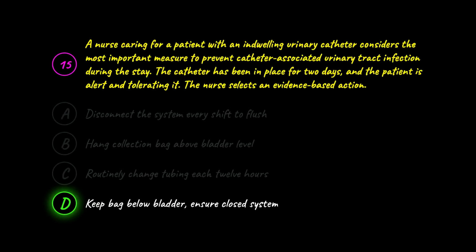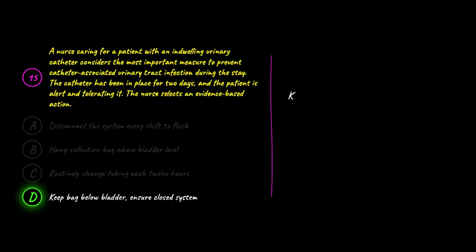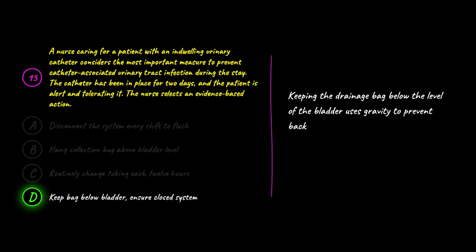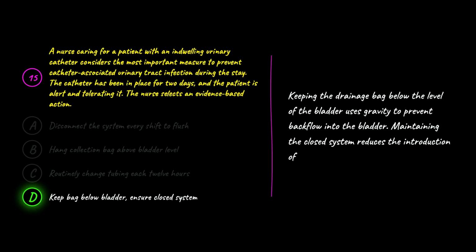The correct answer is D. Keep bag below bladder, ensure closed system. D is correct because keeping the drainage bag below the level of the bladder uses gravity to prevent backflow into the bladder. Maintaining the closed system reduces the introduction of bacteria along the catheter pathway during care.